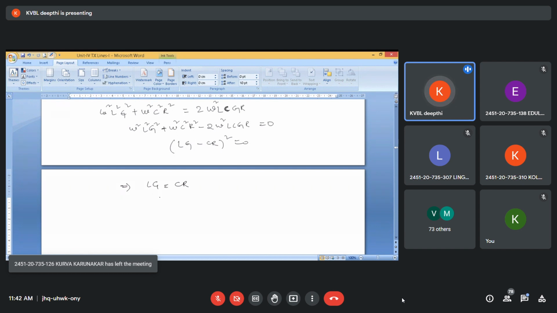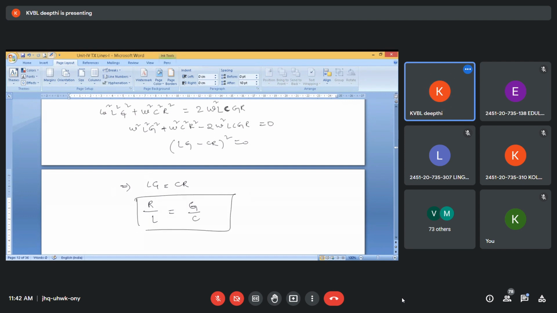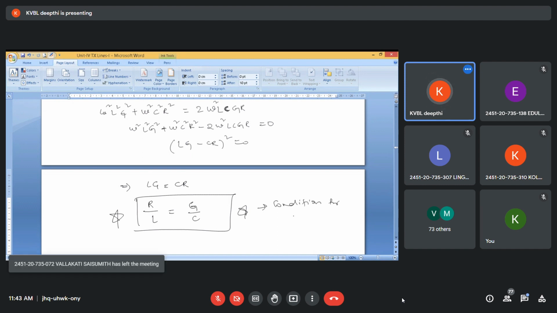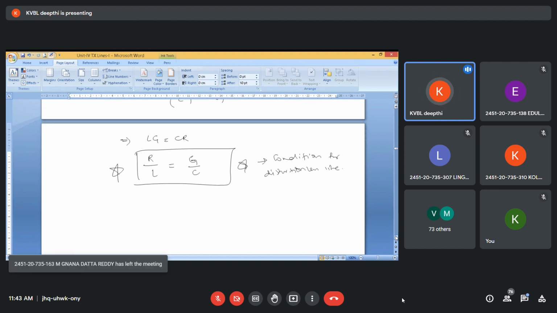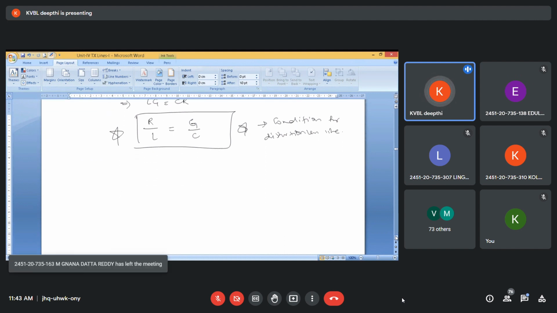So from this we will be getting the equation as R by L is equal to G by C. This is very, very important. So this is called the condition for a distortionless line. Till here am I clear? Yes, ma'am. Right. Now by applying this condition, we will calculate what is called the propagation constant.